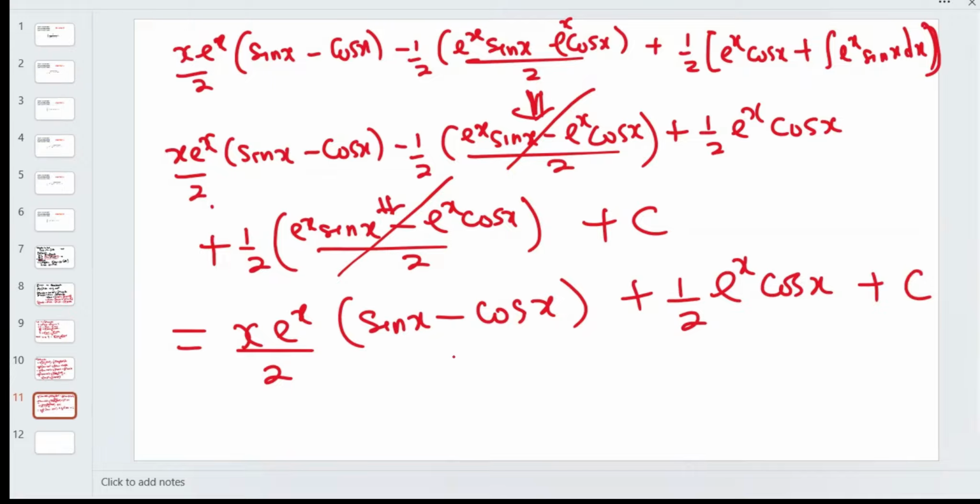Yeah, and of course we can leave an answer like this, or you can go ahead to factorize for that, since we have exponential x cos x here, exponential x. So I'm just going to leave my answer like this, right?